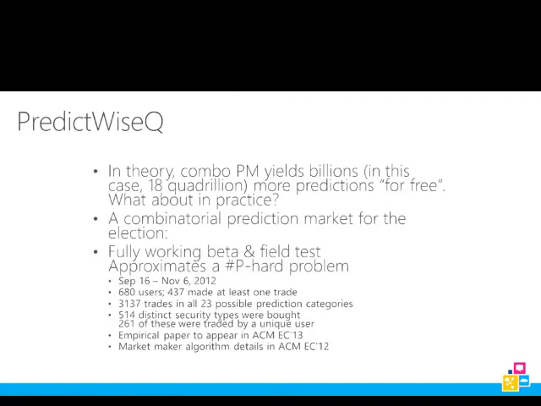So we built that combinatorial prediction market. In theory, it allows you to create billions and billions of predictions, or actually, in this case, 18 quadrillion, quote unquote for free. But in practice, there's a lot of questions about whether anything interesting can come out of people playing in such a vast space. So it was a fully working beta and field test that we ran with about 700 users. And you can read about those details in the recent paper that we had in the ACM Electronic Commerce Conference.